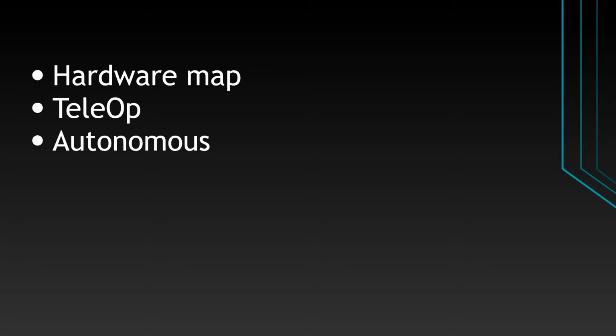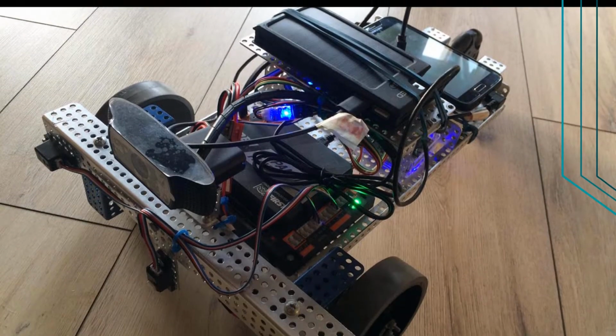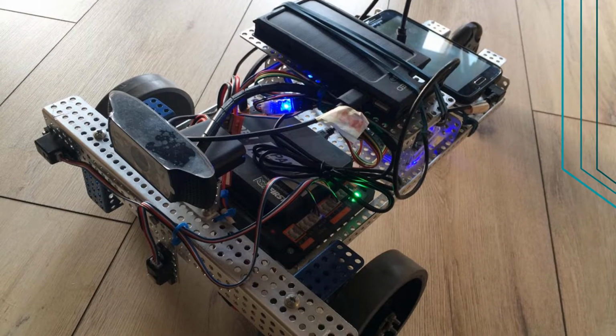In this guide we will be covering various topics, namely how to set up a hardware map, write a teleop and make a basic autonomous. All the programs will be written for a small 2-motor free-wheel robot. This video is about the hardware map.